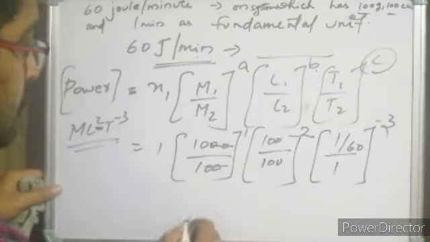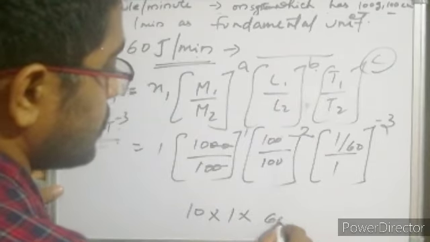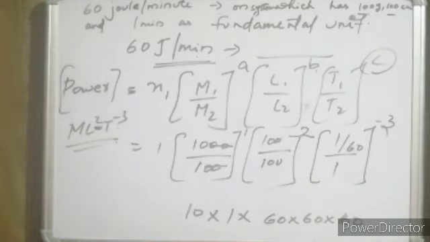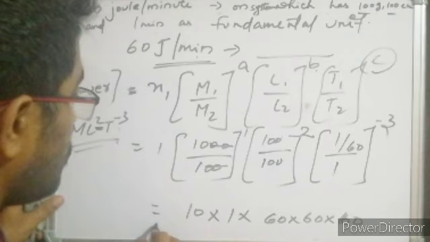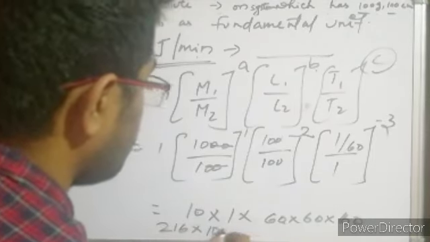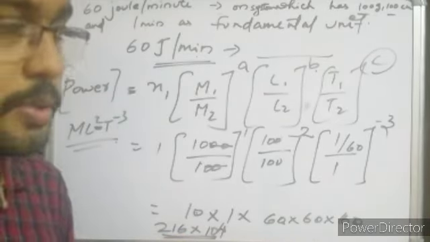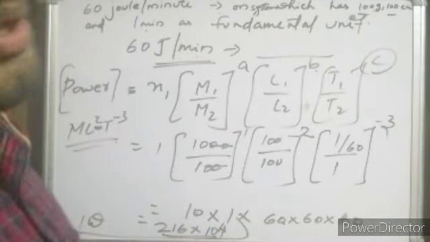So from here, 10 into 1 into 60 into 60 into 60. So 6 into 6 is 36, into 6 is 216. So that will be equal to 216 into 10 to the power 4 units. So that is your 1 watt in a system where mass is equal to 100 gram, length is equal to 100 centimeter, and time is equal to 1 minute.